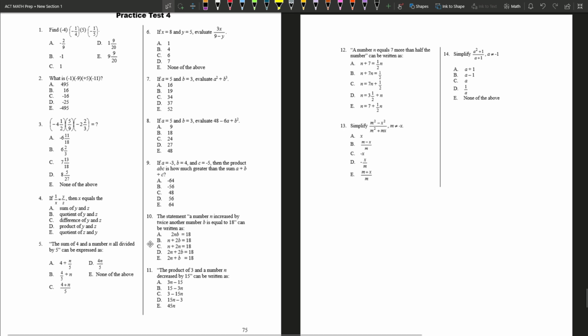Let's run through this together pretty quickly. What did you guys get for number 1? D. Apple, do you agree? Yes. Okay. So I got C. So let's do this together.